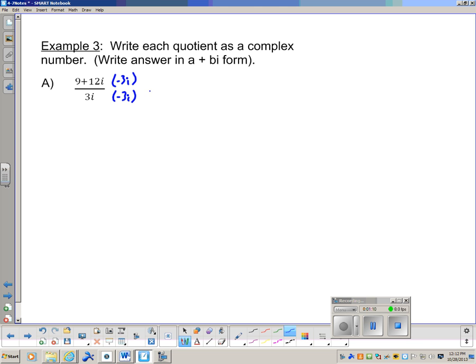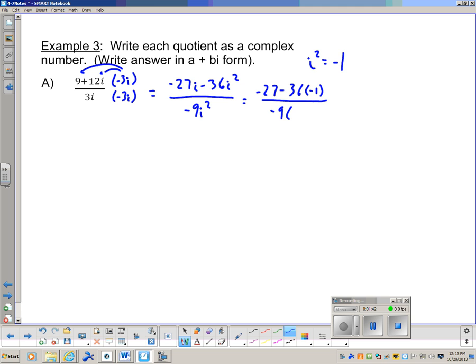So when I do that, I'm going to have to distribute the negative 3i through the numerator up there, so I get a negative 27i, and I get a minus 36i squared all over negative 9i squared. Now remember, i squared from our notes from before has a value of negative 1. So we're going to replace the i squareds there with negative 1.